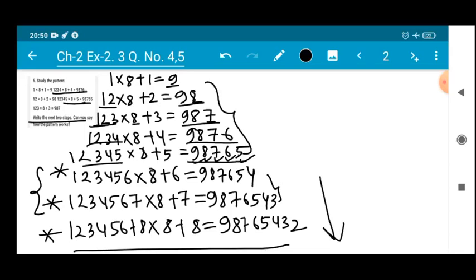Okay, so this is what we have done. This is what they have asked us to find out using this pattern. So we have got the next 2 steps. I hope you have understood this. This is a very clear-cut idea. Just use the hint they have given in the question. Okay, so this is very helpful.